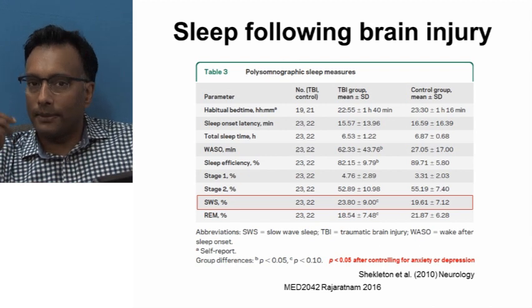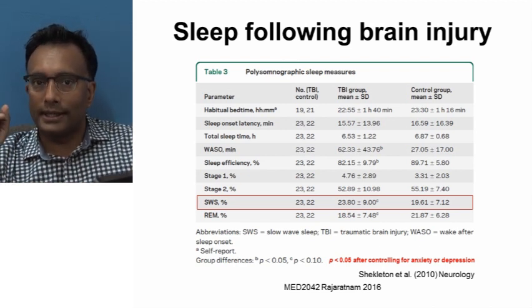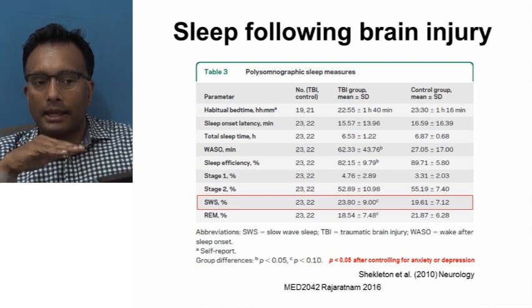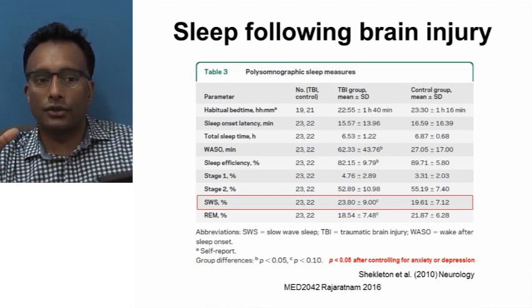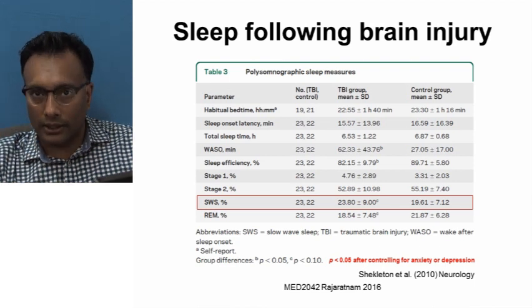Now, the types of brain injured patients that we see in Australia, and particularly in Melbourne where I live, the most common cause of brain injury in the adult population is motor vehicle accidents.